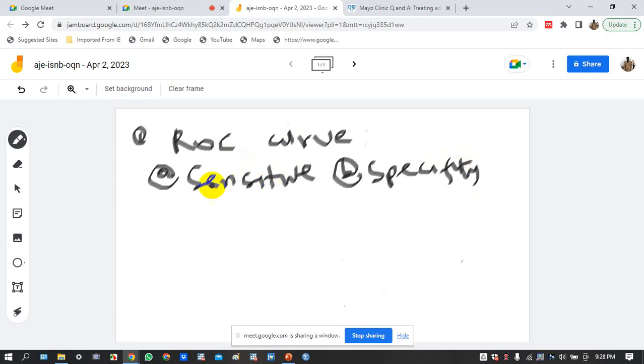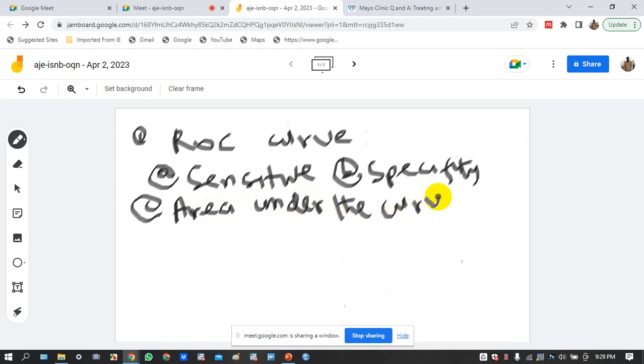So under it, we have sensitivity, specificity, and area under the curve, AUC. So these are the tests under ROC. So sensitivity will give you the percentage of the marker. The marker over here is the cholesterol.